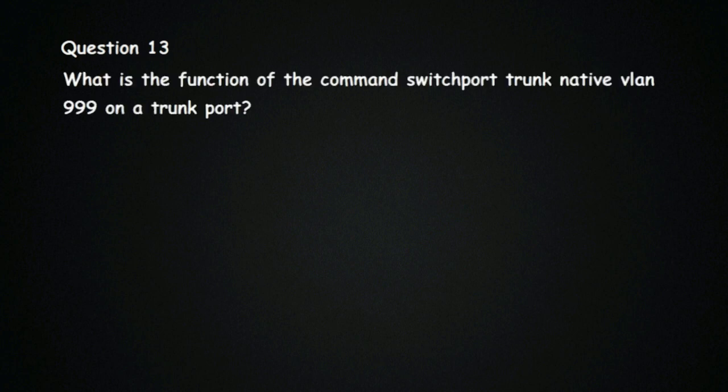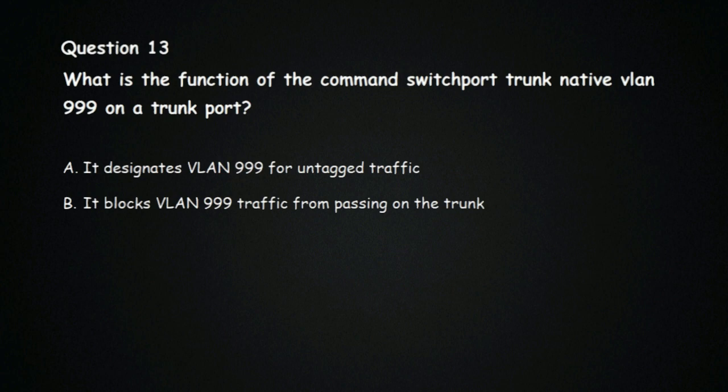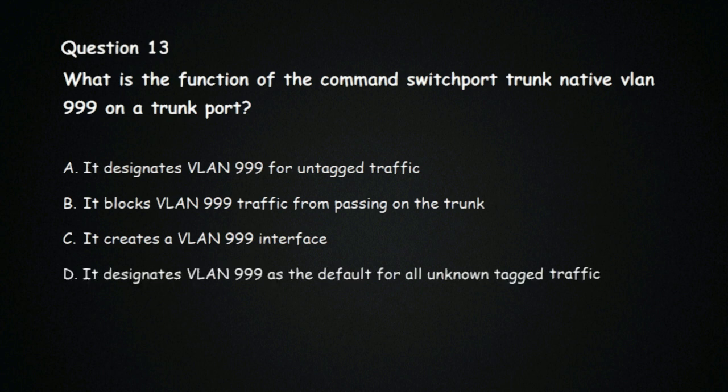Question 13. What is the function of the command switchport trunk native VLAN 999 on a trunk port? A. It designates VLAN 999 for untagged traffic. B. It blocks VLAN 999 traffic from passing on the trunk. C. It creates a VLAN 999 interface. D. It designates VLAN 999 as the default for all unknown tagged traffic. Answer is A.